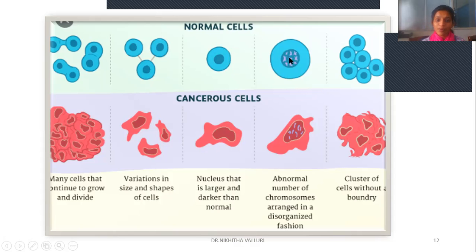Their arrangement is proper and fixed. Here their arrangement is abnormal and the number of chromosomes is also abnormal. Here these were the cluster of cells forming a bond. These were the cluster of cells.